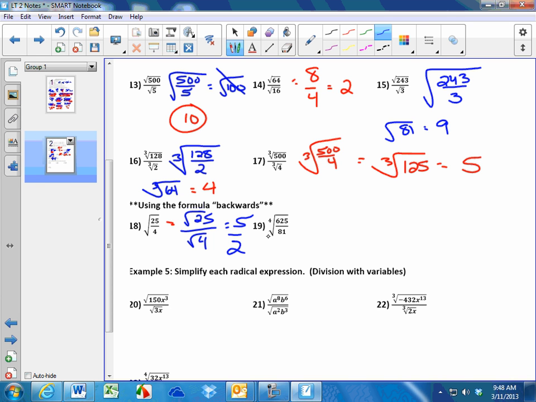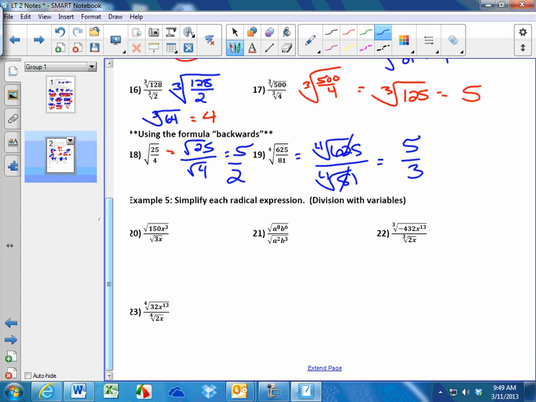With Algebra 2, we like improper fractions. In Algebra 2 we tend to use improper fractions more than decimals. Fourth root of 625 over 81. Look at our reference sheet, and we see both numbers. So it would be helpful to write this as the fourth root of 625 over the fourth root of 81, and that reduces to 5, and the fourth root of 81 is 3.